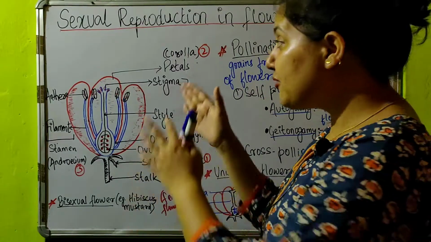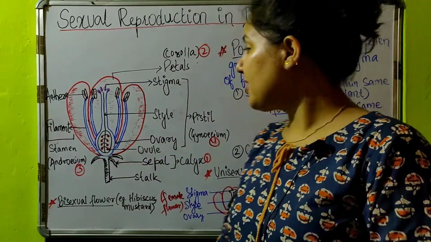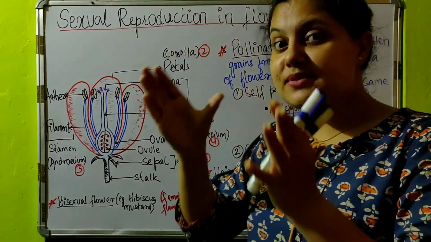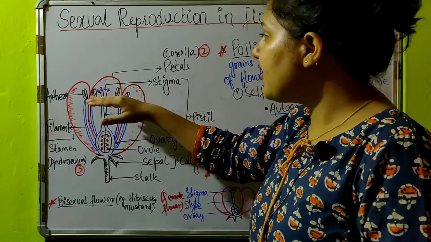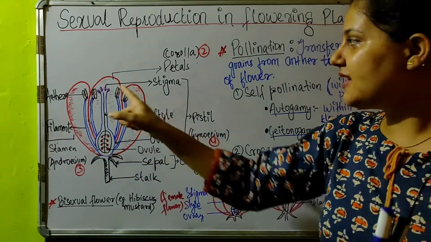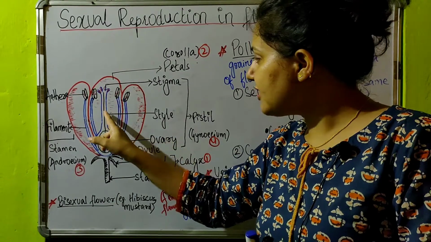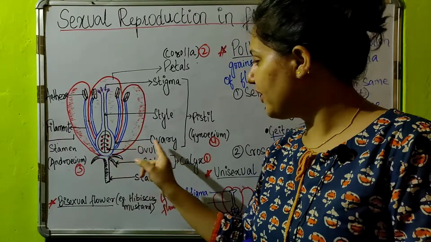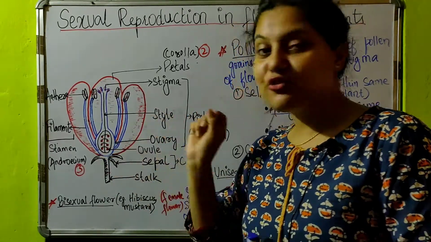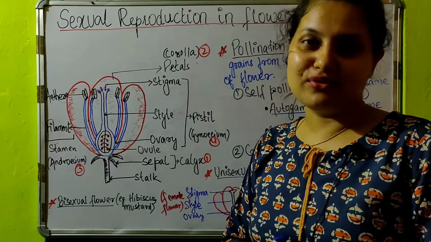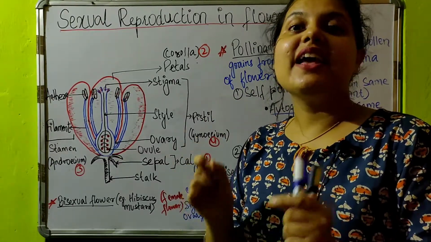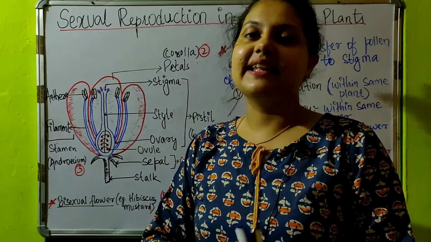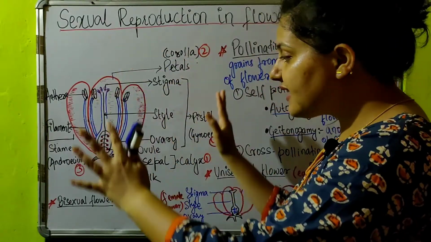Now coming to the innermost part of the flower, that is gynoecium. What all comes in gynoecium? Let's see. First is the flattened stigma. Second is the tube like style. And third is a bulged ovary. Inside this ovary there are tiny ovules. Ovules contain the egg, and anther contains pollen grains, that is the male gamete. I hope this is clear to you.